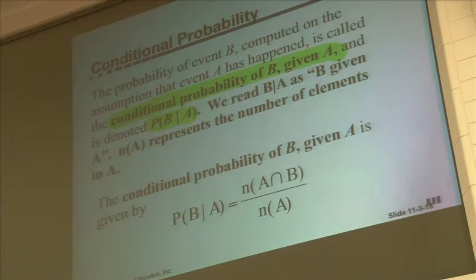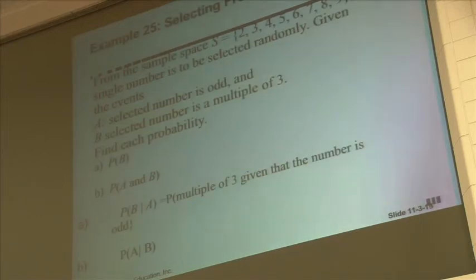Here's the formula. So, the probability of B given A is equal to the probability that A and B happened divided by the probability that A happens. Okay? So you take the probability of the intersection over the probability of the first event. Okay, B is the second event. Seems a little mathy, a little wordy. Let's see if we can apply it.